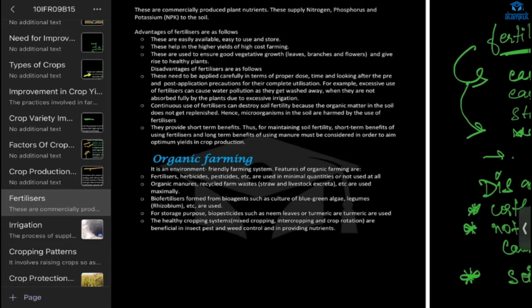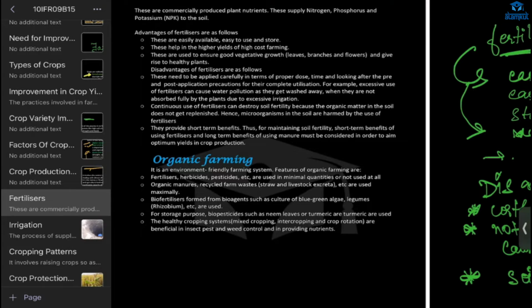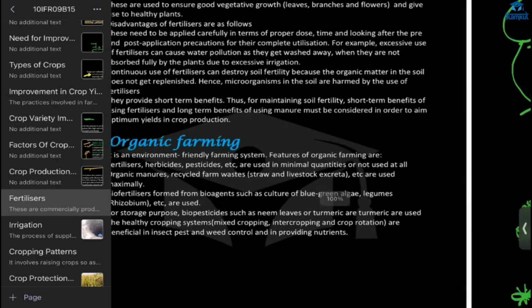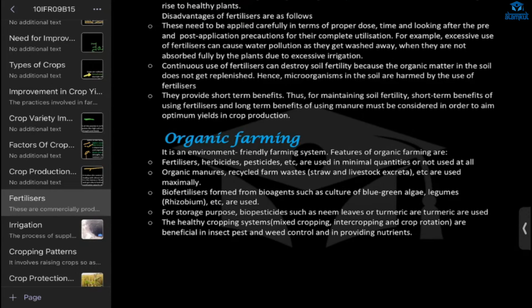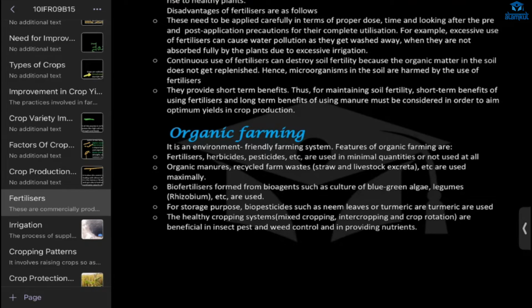Okay. So what is organic farming? I actually don't know. It's okay. It is environmentally friendly. It doesn't spoil the soil or cause water pollution. Okay.